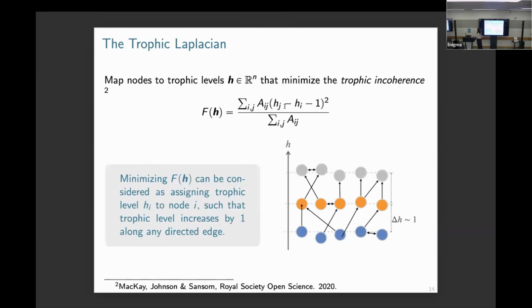Okay, then the definition for the trophic Laplacian. Here we're trying to minimize this linear incoherence. We can see that if we want it to become 0, then we just make sure that the level increases by 1 along every directed edge. This is associated with, maybe, ranking football teams, or ranking the strength of players, who are the top.